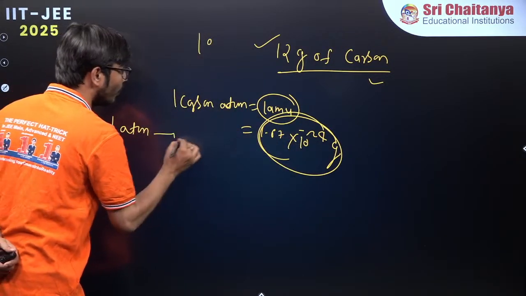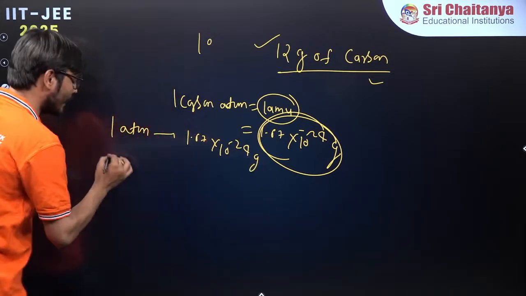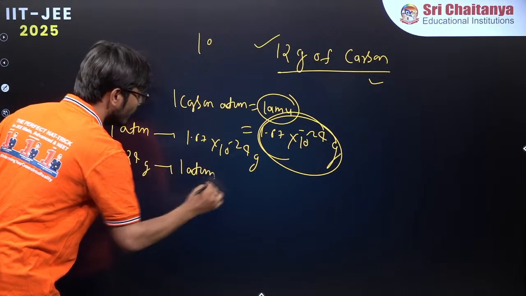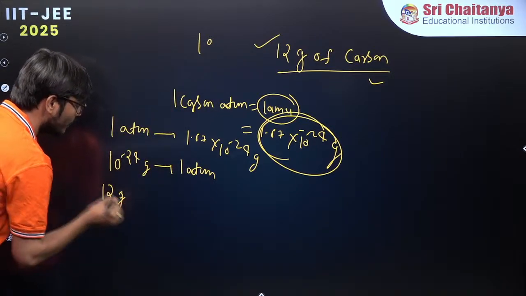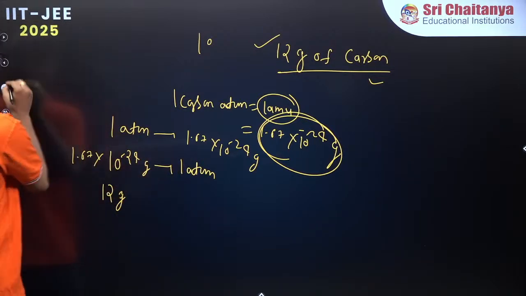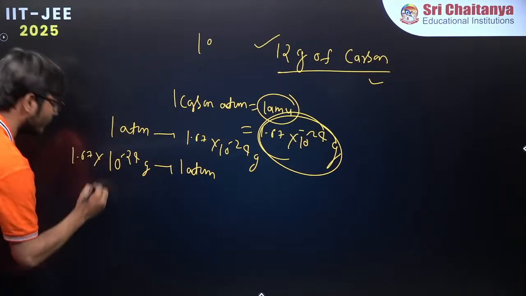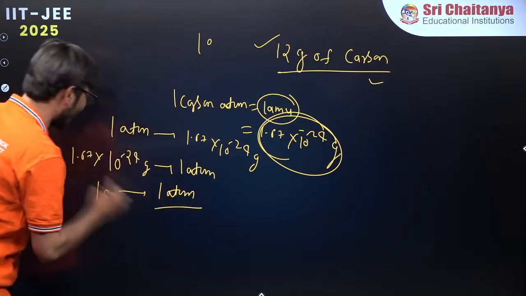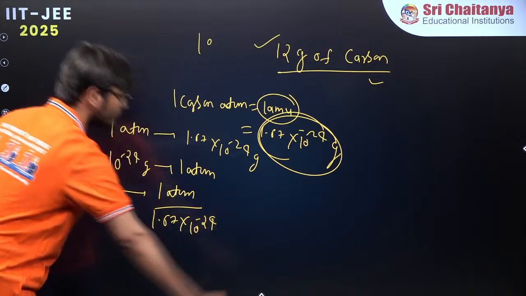So if one atom's mass is how much? 1.67 into 10 to the power minus 24 gram. Or I can write, 1.67 into 10 to the power minus 24 gram contains how many atoms? Bolo beta ji? One atom. So what will be for 1 gram? Tell me beta ji. Very simple. 1 gram contains one atom by 1.67 into 10 to the power minus 24. Isn't it?